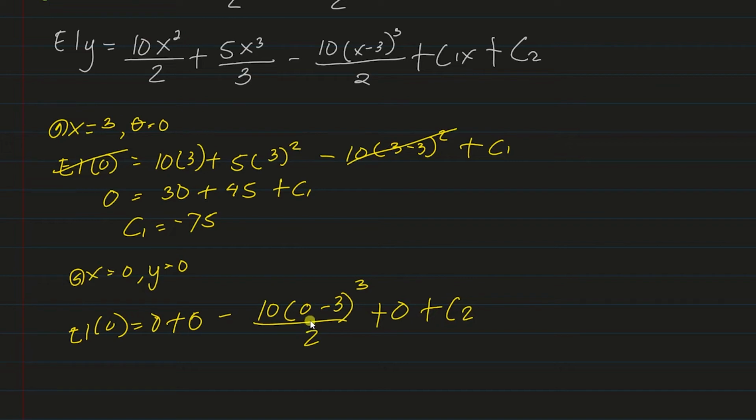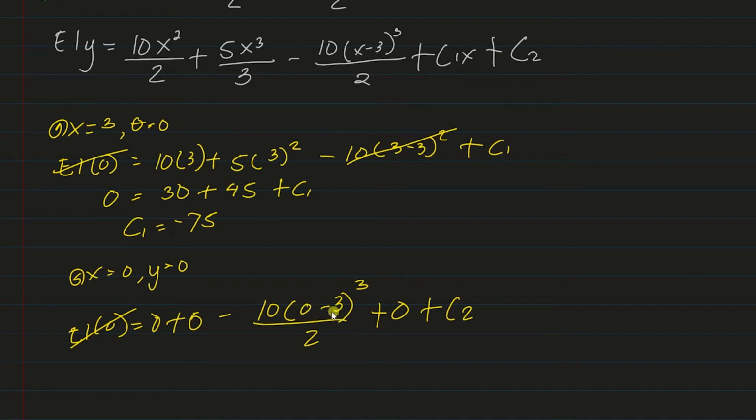Cancel na yan. EI times 0 is 0. Yan, 0, 0, 0 lahat. Natira lang dito is this term: 10 times 0 minus 3 cubed over 2. Now, makikita nyo mga bis, if we would simplify this, we will have a numerical value, di ba? Kasi 0 minus 3 is negative 3. Negative 3 cubed is negative 27. Tapos times 5, basta may value yan, di ba? Now, ang point ko lang dito, we will not include this term.